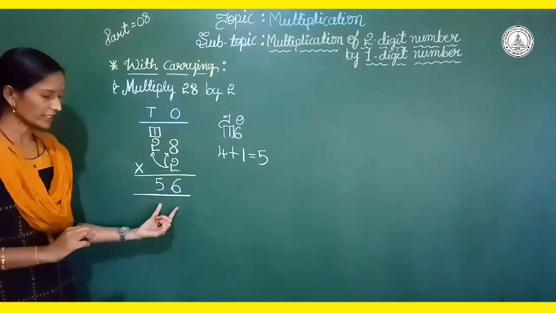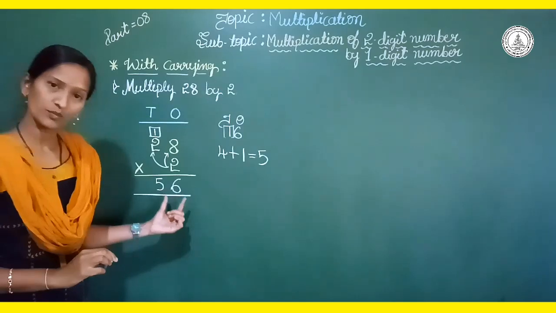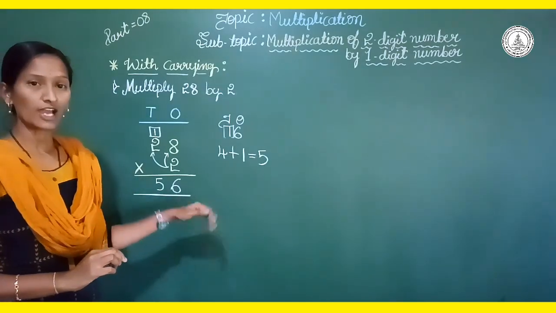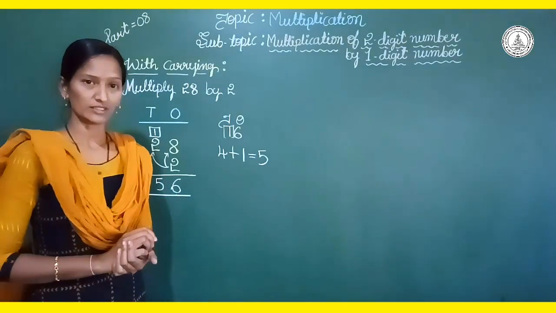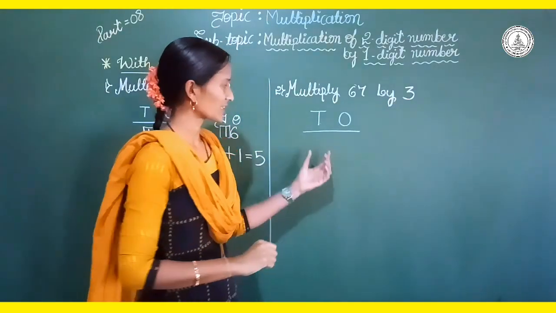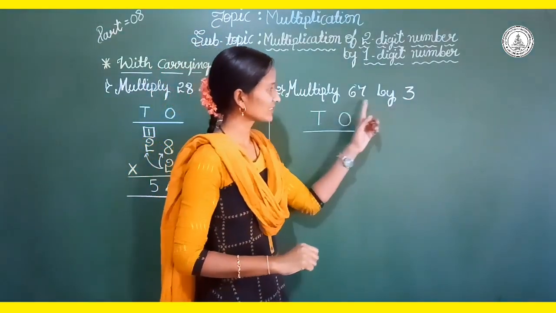So which is our product? 56 is our product, right? So now I will show another example. So my dear students, now come to the second problem, multiply 67 by 3.